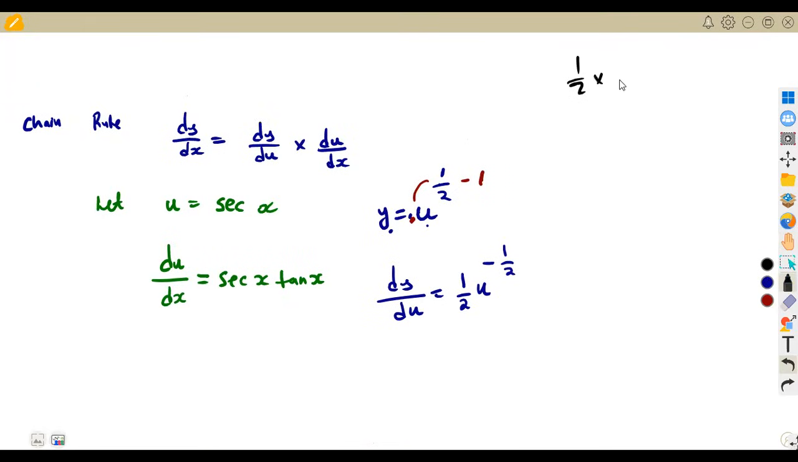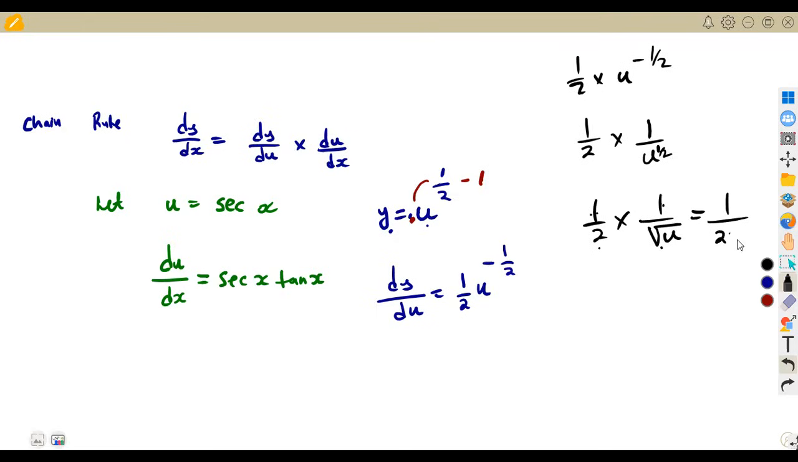A half times u to the exponent of negative half simply means we've got a half times, remove the negative from our exponent, 1 over u to the exponent of a half. Then we know that to the exponent of a half means the square root of. So we're going to have 1 over 2 times 1 over the square root of u. Then we can multiply the numerators. That's 1 times 1, which is 1. And 2 times the square root of u, which is 2 square root of u.